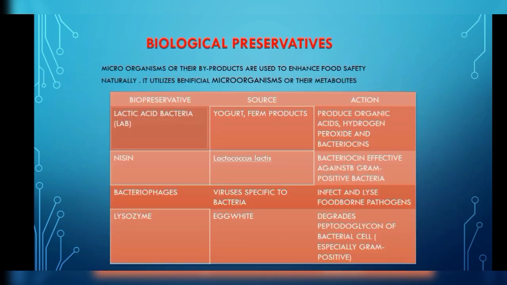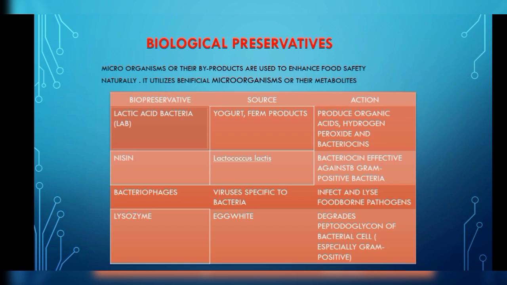Next is biological food preservatives. These use microorganisms or their metabolic products to naturally control spoilage and pathogens. These are some examples: lactic acid bacteria, nisin, bacteriophages, lysozyme. They are commonly found in milk products.